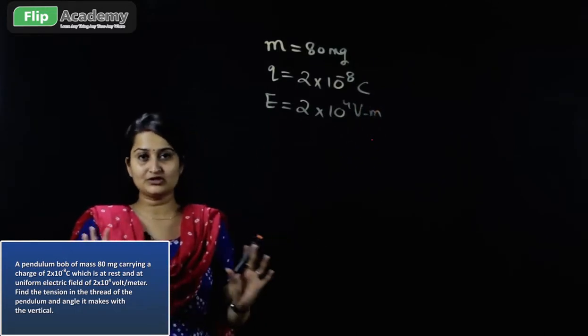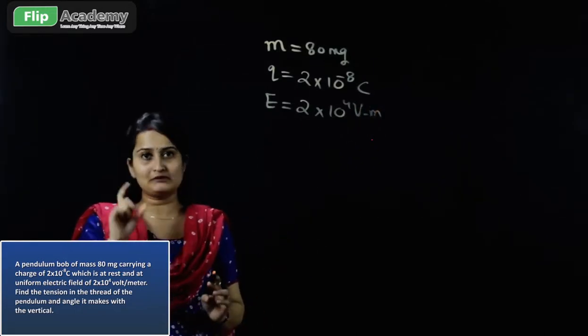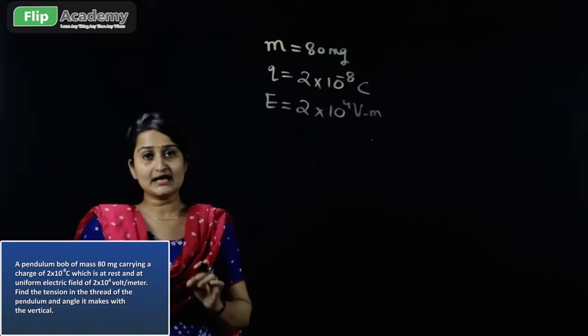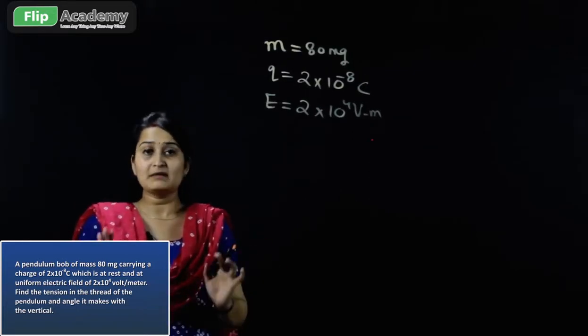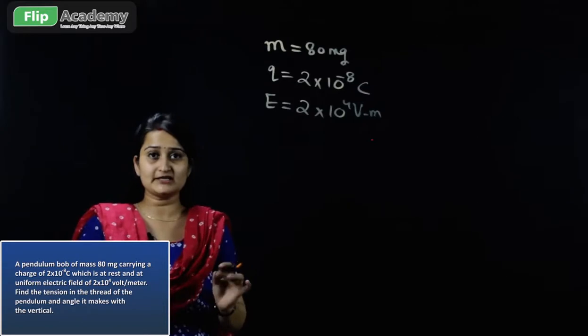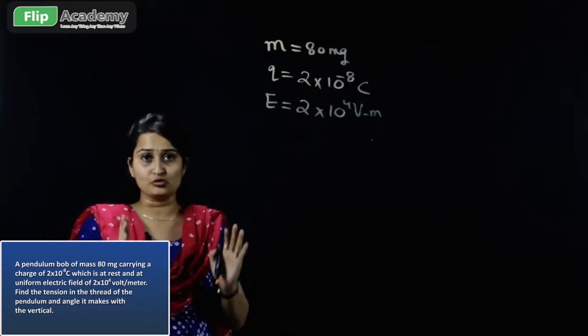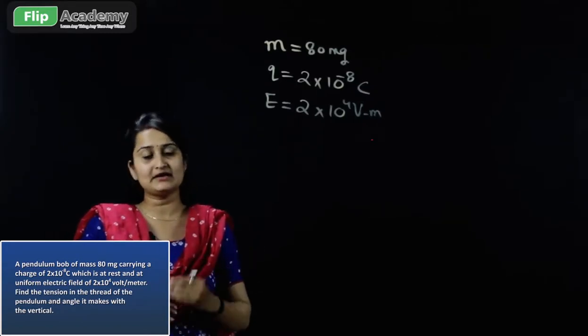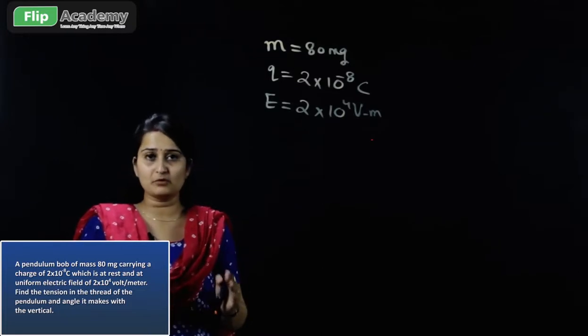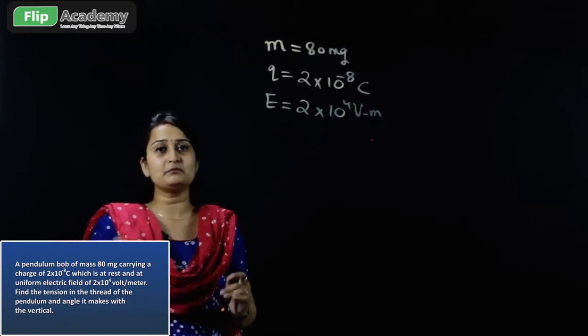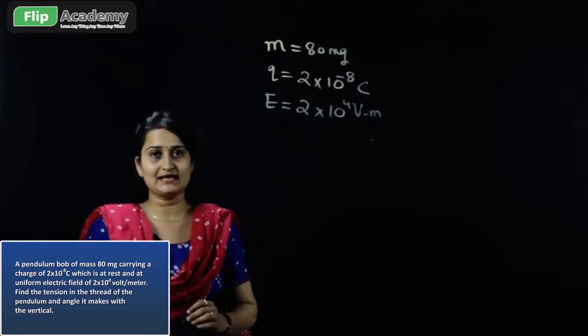So all these values are given to you, and it is also given very clearly, and I am specially emphasizing it because it's a very important point, that the pendulum bob is at rest. That means that the pendulum bob is at equilibrium position. Now let's start with the diagram first.